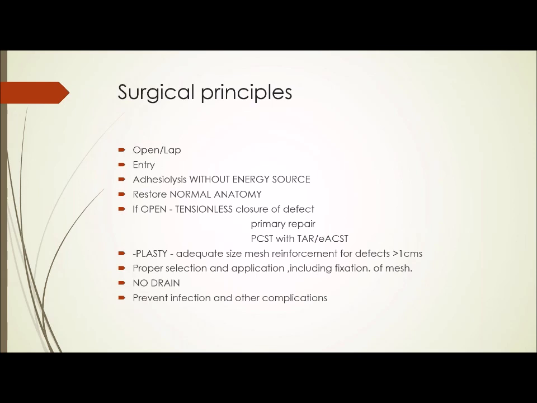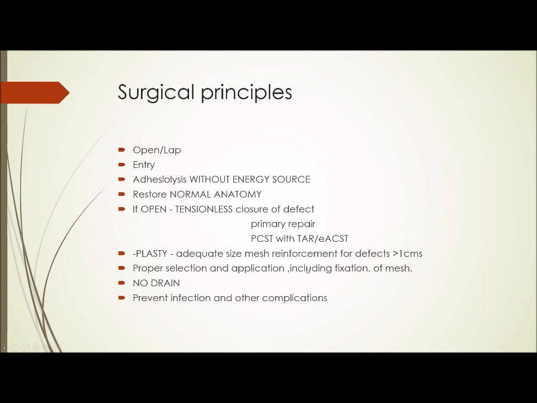Now, I already talked about the component separation in the earlier lectures, so I'm not going to repeat what is there. I'll be touching on that in one of the future slides. If you're doing a plasty, whether it's open or laparoscopic, adequate size mesh reinforcement is needed for defects more than 1 centimeter. That's very important. So if you've got more than a 1 centimeter defect, you have to measure the length and you have to measure the breadth. Once you do the measurement of length and breadth, only then you decide on the mesh size.